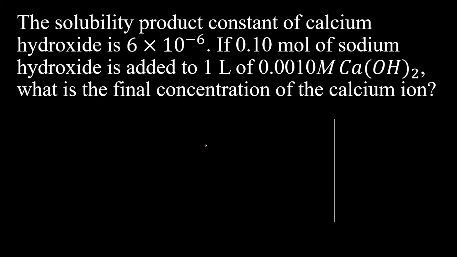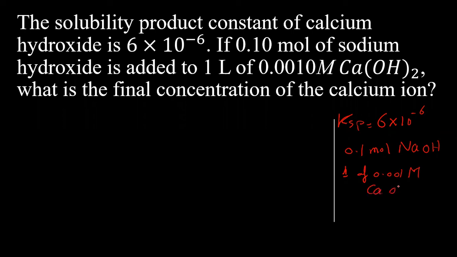Let's solve this problem. The solubility product constant of calcium hydroxide is 6 multiplied by 10 raised to the power negative 6. So here you have Ksp equals 6 multiplied by 10 raised to the power negative 6. If 0.1 mole of sodium hydroxide NaOH is added to 1 liter of 0.001 molarity calcium hydroxide, what is the final concentration of calcium ion? So he wants to calculate the concentration of calcium ion.